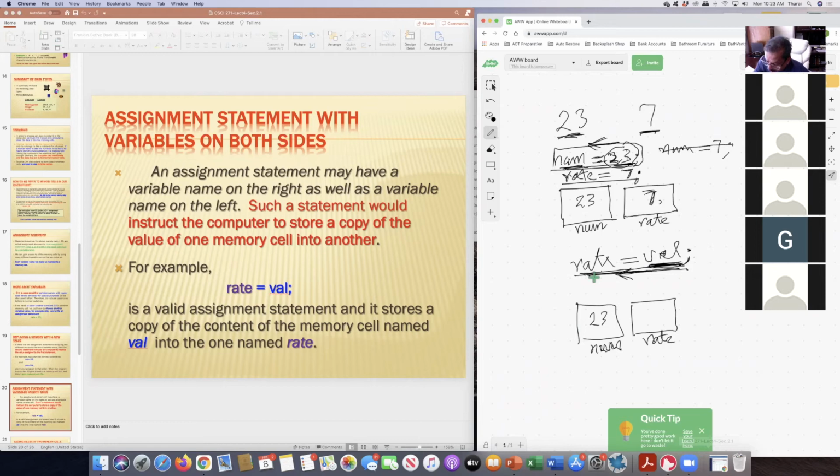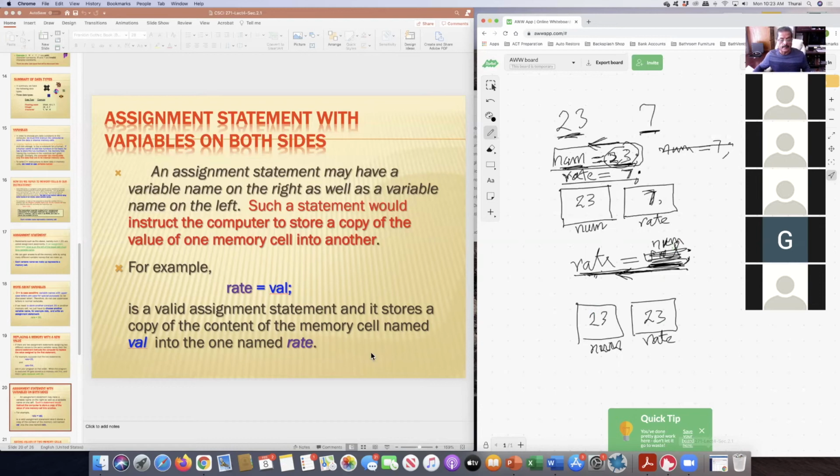Let's say rate equal to num. That's what I meant to write. Okay, so now it's 23. So rate equal to num. What do I have in rate now? 23. Because I copied num into rate, which means the value of num will be copied. So now I have 23 in both. If that's what you want to do, you do that.